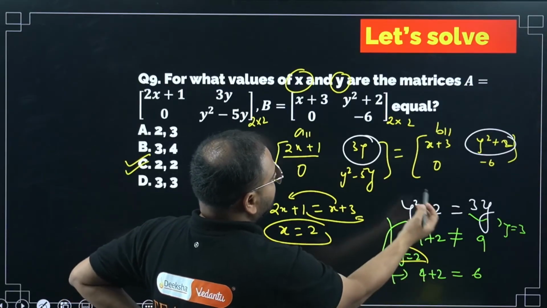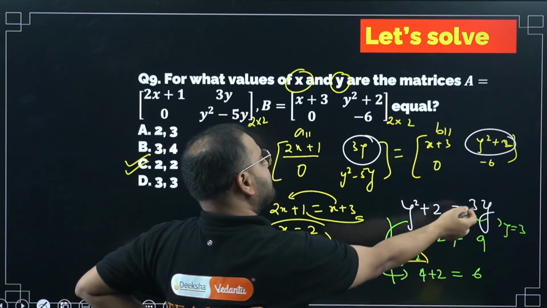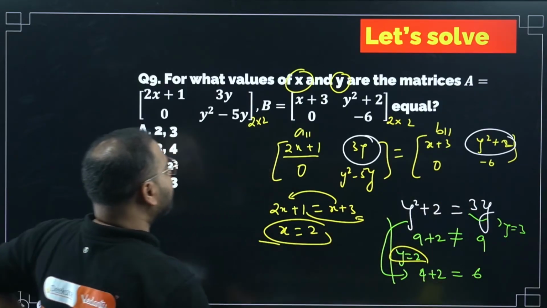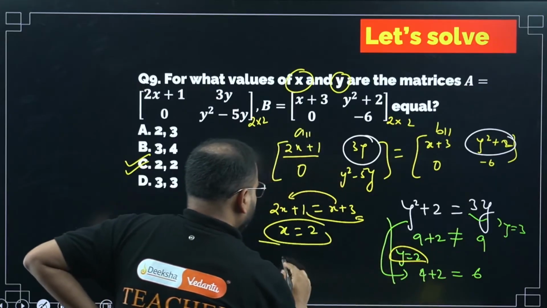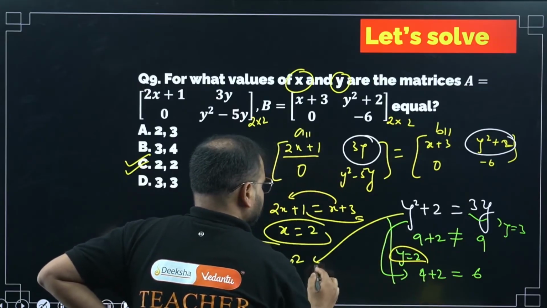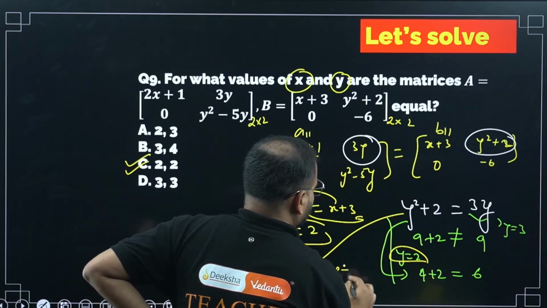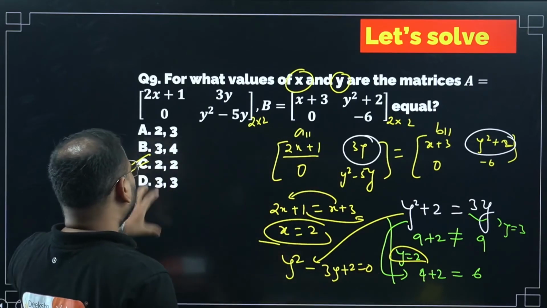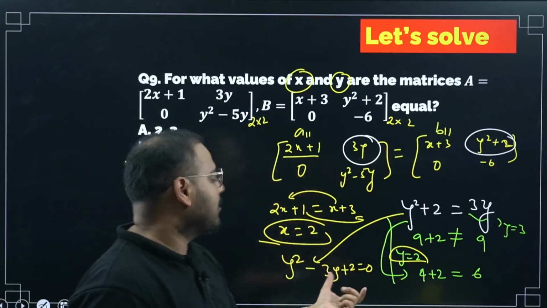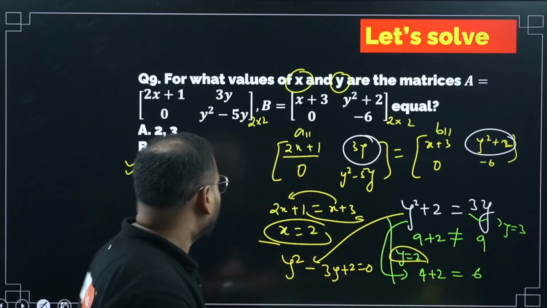Check here. Y is 2, then y square is 4 plus 2 is 6, and 3 into 2 is 6. So both LHS and RHS are verified. We can also solve it in another way. Take this equation: y square minus 3y plus 2 equal to 0. Solve this quadratic and you'll get your answer. But we have options given here, so we can cross check from here only. This quadratic you can solve, right? Very simple. Okay.